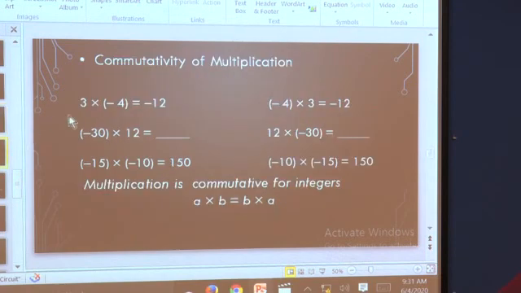Next, commutativity of multiplication. We had learned about additions and subtractions. Here we are going for multiplication. What multiplication will we do here? In the commutative property, what is it? We can just change the place. We can replace the integers. 3 multiplied by minus 4 is equal to minus 12. Here, just replace the places. So, here I had changed the place. I had written minus 4 multiplied by 3 is equal to, 4 threes are 12, and as it is negative, so write minus 12.